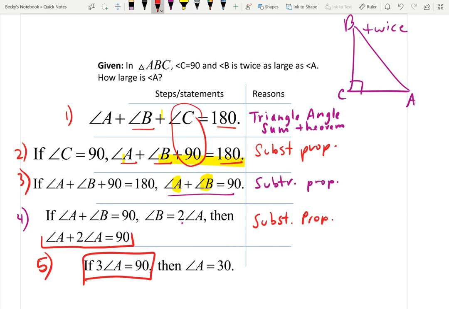Back to number 5. How do you get this? How does this little 3 go away? So this 3 is the issue. How does it go away? Well, you would divide by 3 on the left, divide by 3 on the right to get the 30. So this is your division property.